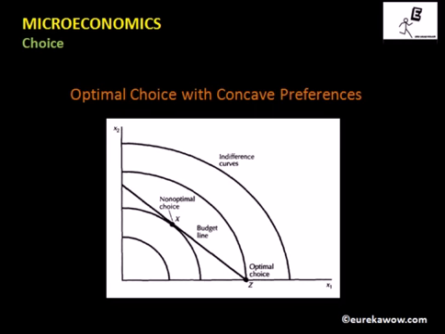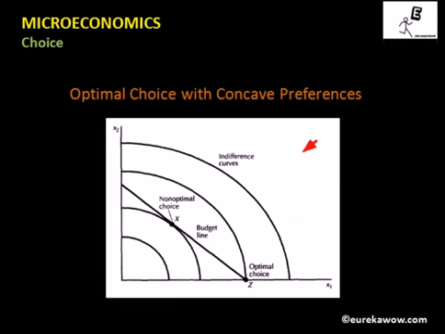Optimal choice with concave preferences. We say that the preferences of an individual are concave when a consumer prefers extremes to averages. That is, the consumer prefers to spend the entire income on good 1 and consume 0 units of good 2, or consume only good 2 and spend no portion of his income on good 1. So when extremes are preferred to averages, the consumer won't be willing to spend some portion of his income on good 1 and some portion on good 2. Rather, the consumer will either consume only good 1 or only good 2. So extremes are preferred to averages.